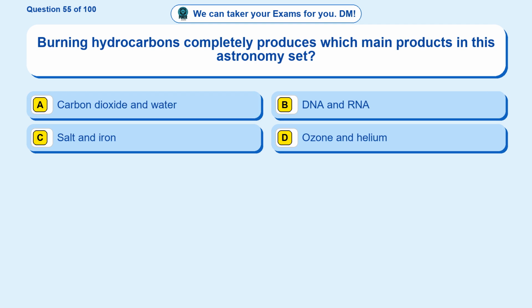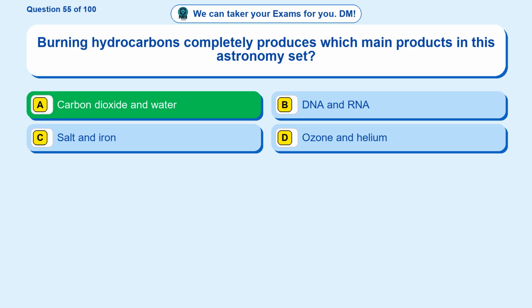Question 55. Burning hydrocarbons completely produces which main products in this astronomy set? Option A, carbon dioxide and water. Option B, DNA and RNA. Option C, salt and iron. Option D, ozone and helium. The correct answer is option A, carbon dioxide and water.